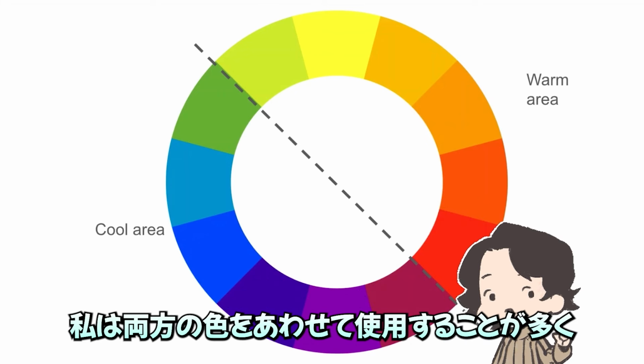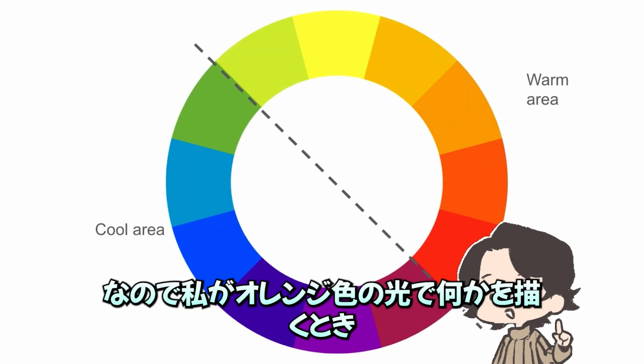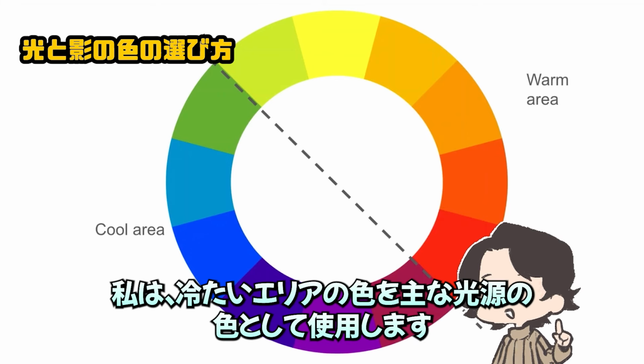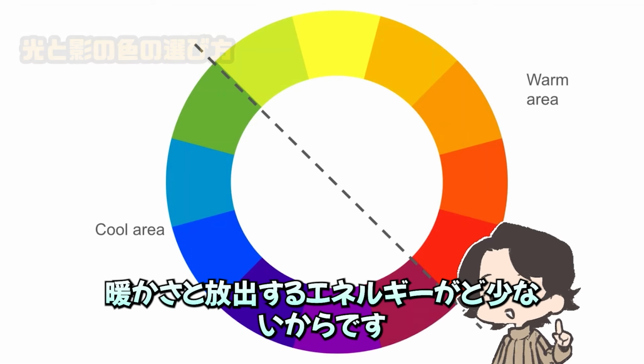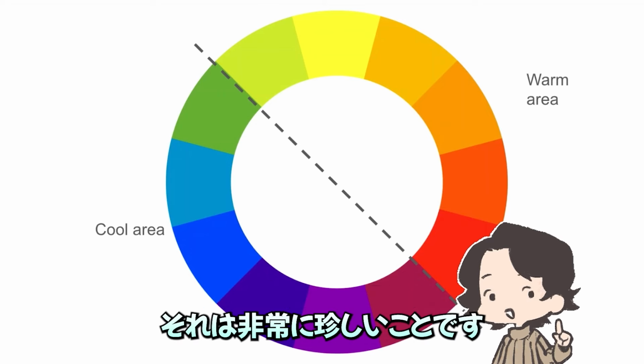Usually, for me personally, I always use both colors together. I use a complementary color palette, so when I'm drawing something with orange light, I'll use blue as the shading color. But it's super rare for me to use a color from the cool area as the color of the main light source because of how little warmth and energy it emits. Since by this practice I would use a warm color for the shading, and it's quite unusual.